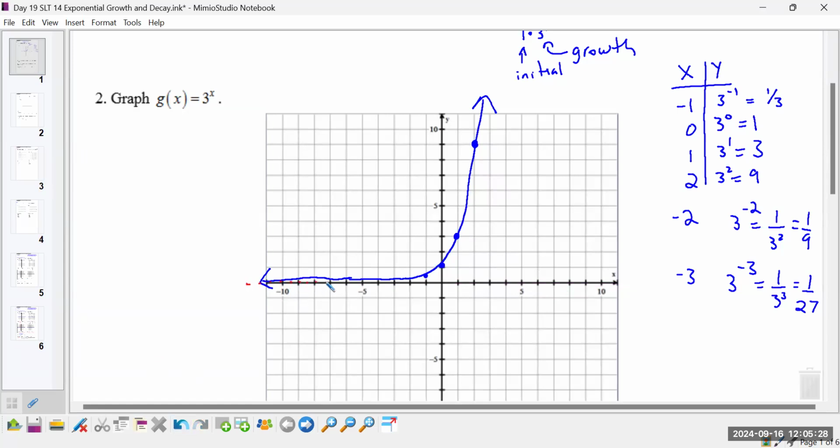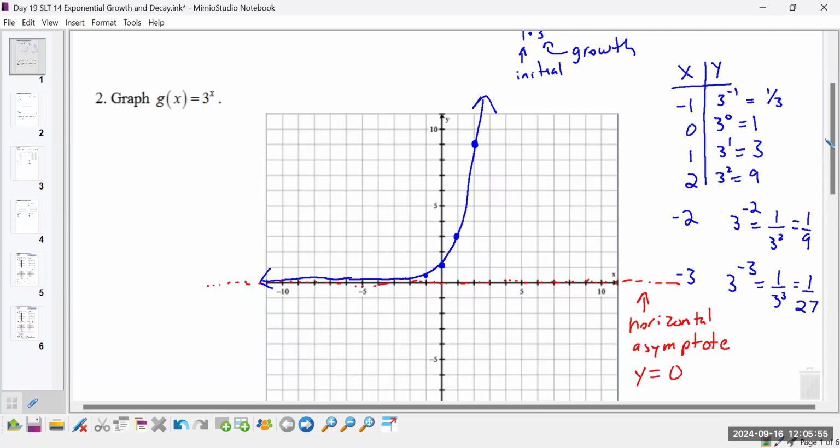We have a horizontal asymptote here because the graph on the left side is approaching 0. We always want to make sure we dot that in. I'll make it a little longer so you can see it. We have a horizontal asymptote here, asymptote, and it is y equals 0.